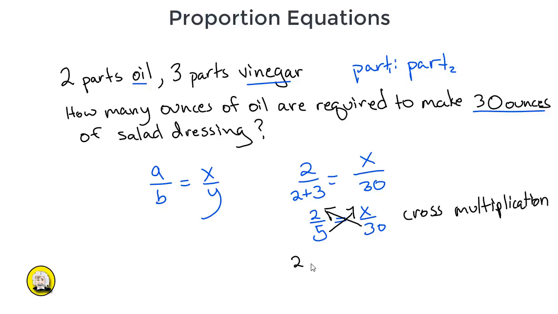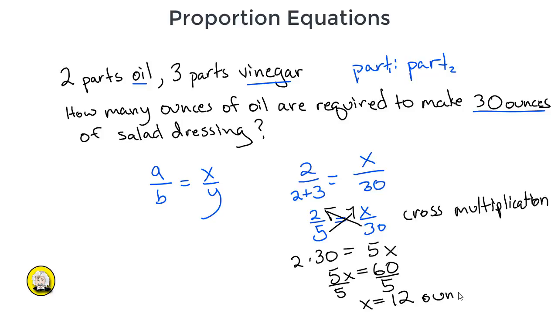So in this case, I've got 2 times 30 equals 5x, or 5x equals 60. Divide both sides by 5 to get rid of the coefficient for x. And my result will be x equals 12 ounces of oil. And it's always important to know what that numerical value means in the context of your original word problem. So there'd be 12 ounces of oil. If I were to ask you how many ounces of vinegar, well, it would be 30 minus 12, or 18 ounces of vinegar.